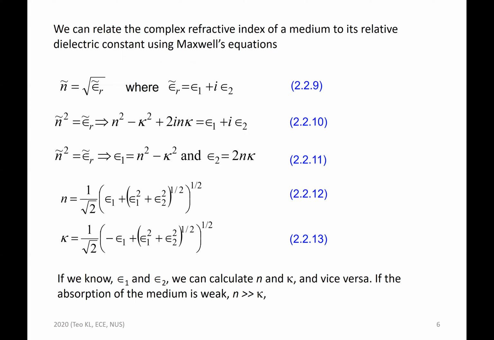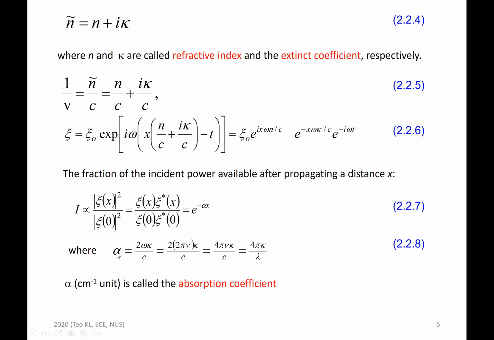You can solve numerically, using these two equations, to obtain the real part of the complex refractive index and the imaginary part, kappa, which is the extinction coefficient, as a function of epsilon 1 and epsilon 2. Epsilon 1 and epsilon 2, the relative dielectric constant, can be measured experimentally, and then you can calculate n and kappa, or vice versa. Now, if the absorption of the medium is weak, then we take n much greater than kappa. So there's less attenuation, because kappa is related to your alpha.